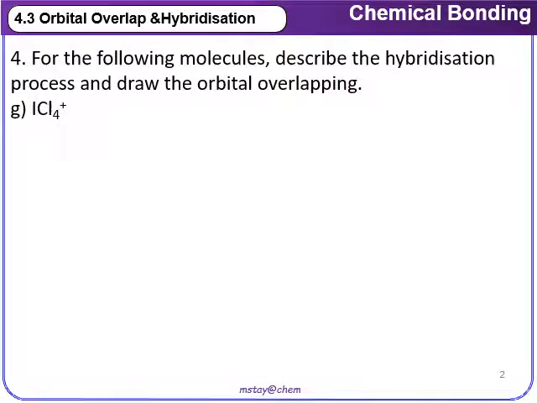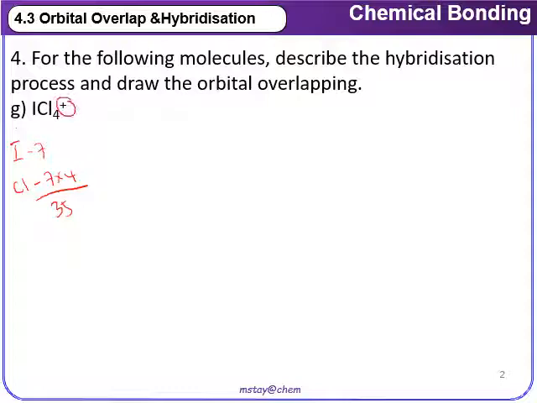Now let's proceed with another question with the charge, ICl4 negative. Again, iodine has 7 valence electrons, chlorine also has 7 valence electrons. Total here is 35 valence electrons.